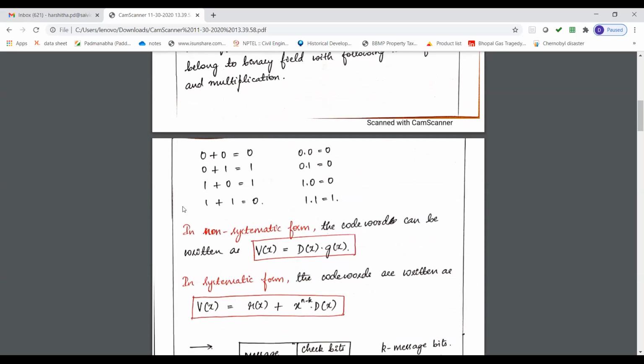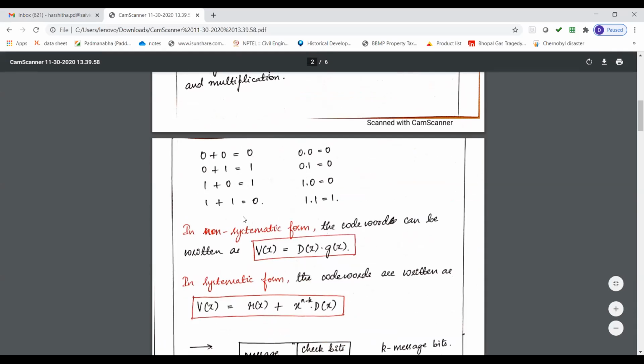This is modulo 2 addition: 0 plus 0 gives 0, 0 plus 1 is 1, 1 plus 0 is 1, and 1 plus 1 is 0. Next, this is modulo 2 multiplication: 0 multiplied with 0 is 0, 0 multiplied with 1 or 1 multiplied with 0 is 0, and 1 multiplied with 1 is 1. So this is modulo 2 addition and modulo 2 multiplication, which you are supposed to remember in order to solve problems.